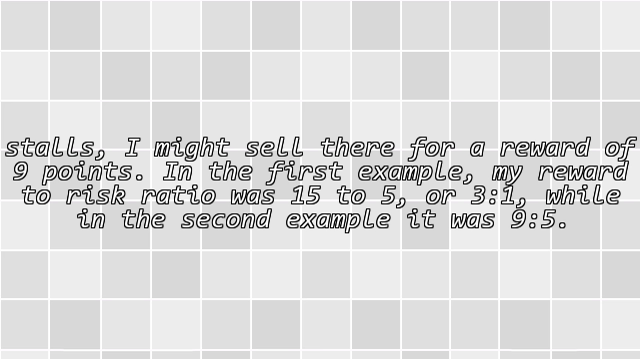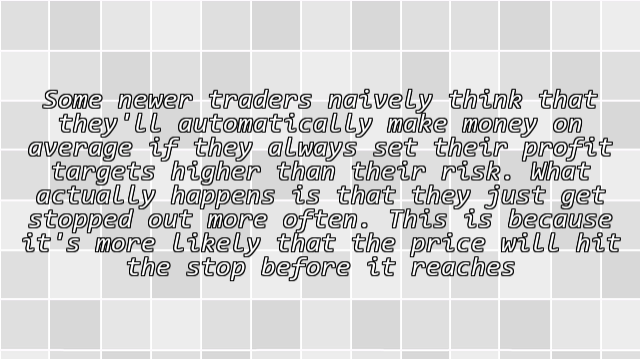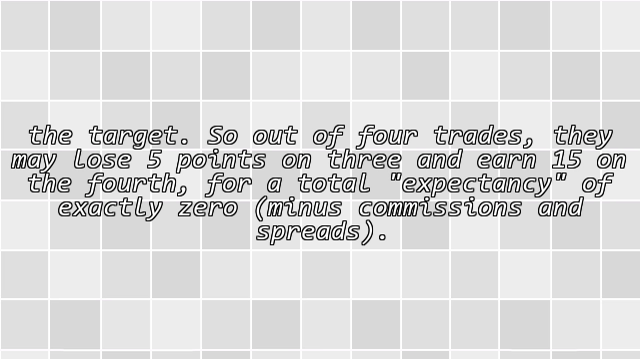In the first example, my reward to risk ratio was 15:5 or 3:1, while in the second example, it was 9:5. Some newer traders naively think that they'll automatically make money on average if they always set their profit targets higher than their risk. What actually happens is that they just get stopped out more often. This is because it's more likely that the price will hit the stop before it reaches the target. So out of 4 trades, they may lose 5 points on 3 and earn 15 on the 4th, for a total expectancy of exactly 0 minus commissions and spreads.